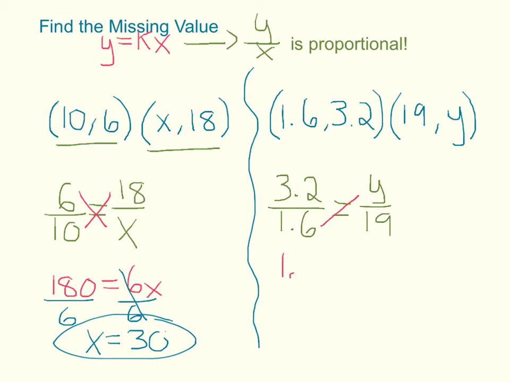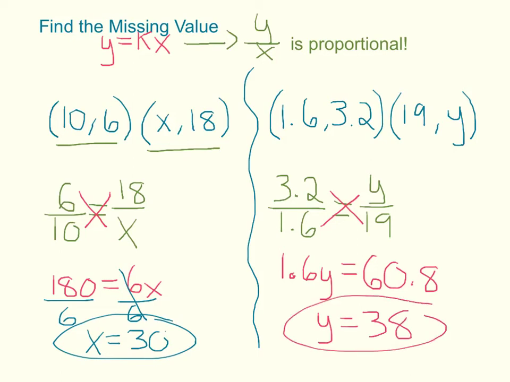1.6 times y, 1.6y is equal to 19 times 3.2, which is 60.8. And now divide both sides by 1.6 to get y equals 38. And there we've used the idea of this ratio and proportions to solve for our missing values.